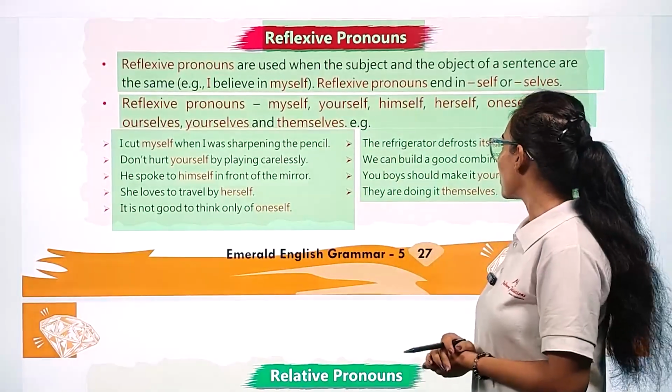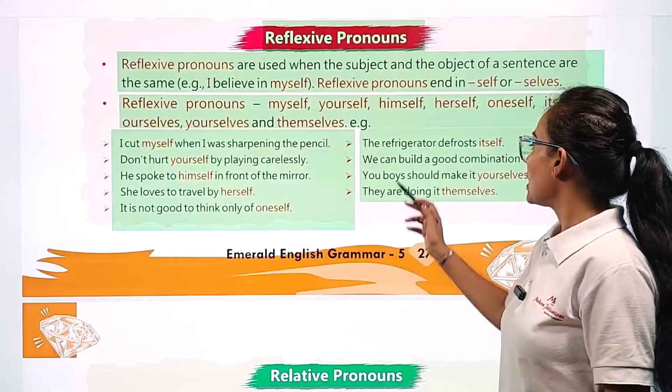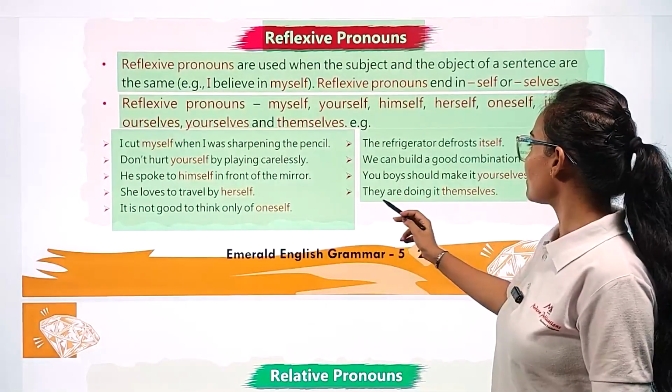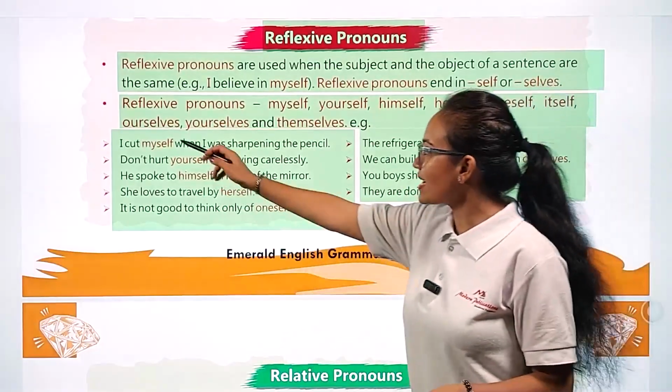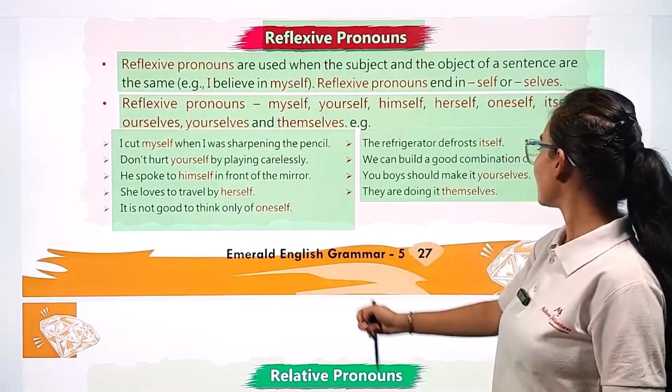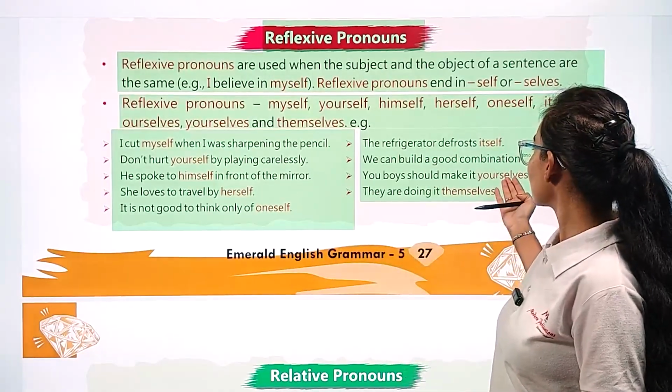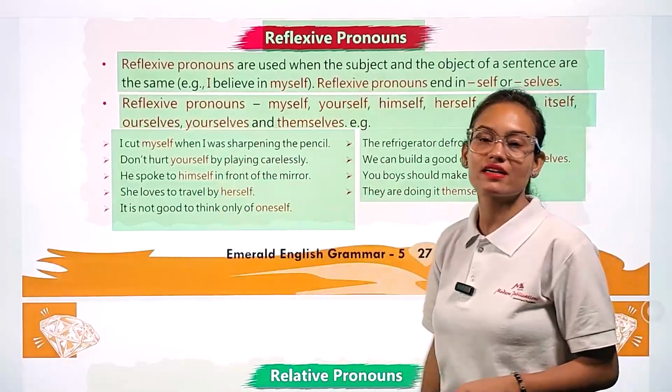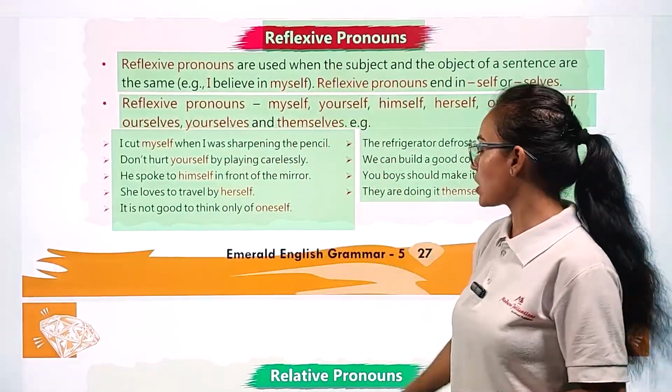We can build a good combination ourselves. You boys should make it yourself. They are doing it themselves. So here: myself, yourself, himself, herself, oneself, themselves, yourself. All of this comes under the category of reflexive pronoun.